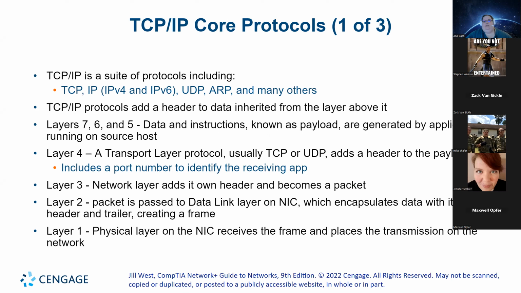So layers 7, 6, and 5, data and instruction, known as payloads, are generated by applications running on source hosts. Layer 4, that's your transport layer, usually your TCP or UDP, adds a header to the payload and includes a port number to identify the receiving app. Now, do you guys remember the difference between TCP or UDP?